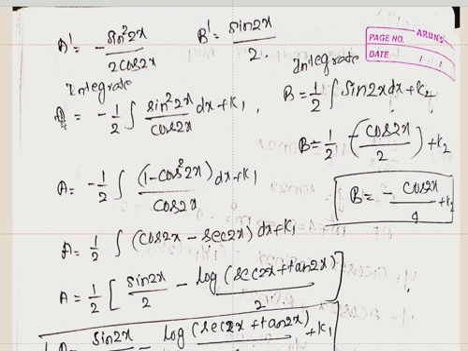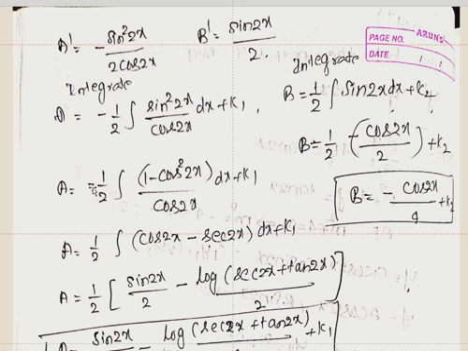Therefore, the integration of a dash is equal to capital A, that is equal to minus 1 by 2 right outside. Here the integration of sin square 2x divided by cos 2x with respect to x, that is dx, plus the integration constant k1. Therefore, capital A is equal to minus 1 by 2. The integration, here sin square 2x can be written as, there is a relation sin square 2x plus cos square 2x is equal to 1. Therefore, sin square 2x can be written as 1 minus cos square 2x divided by cos 2x into dx plus k1.